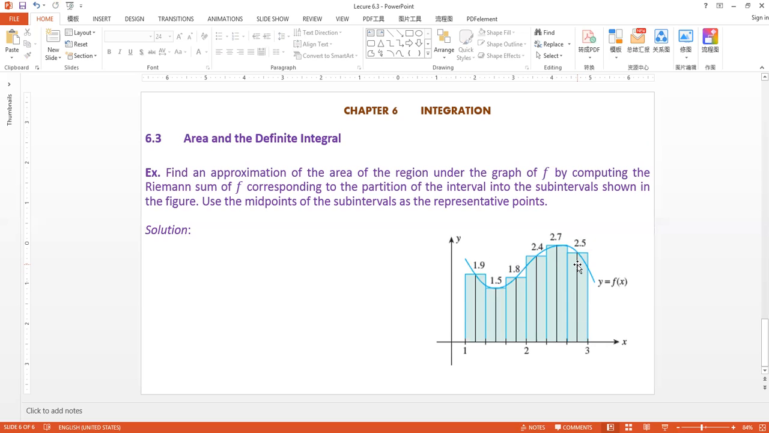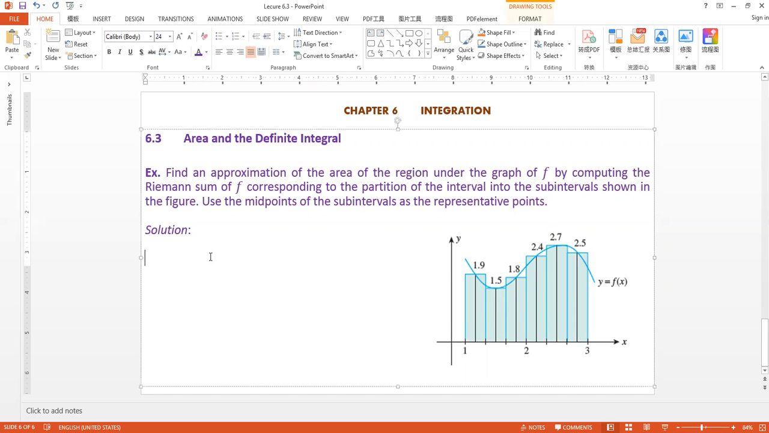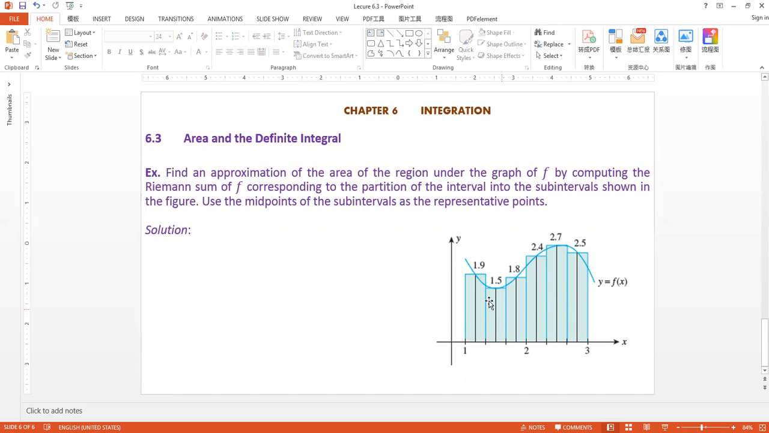So that's the problem. This section is about the area and the definite integral, and we use the area to define the definite integral. But anyway, let's start this example. What we need to do is calculate the area of each rectangle and add them up. That's called the Riemann sum.